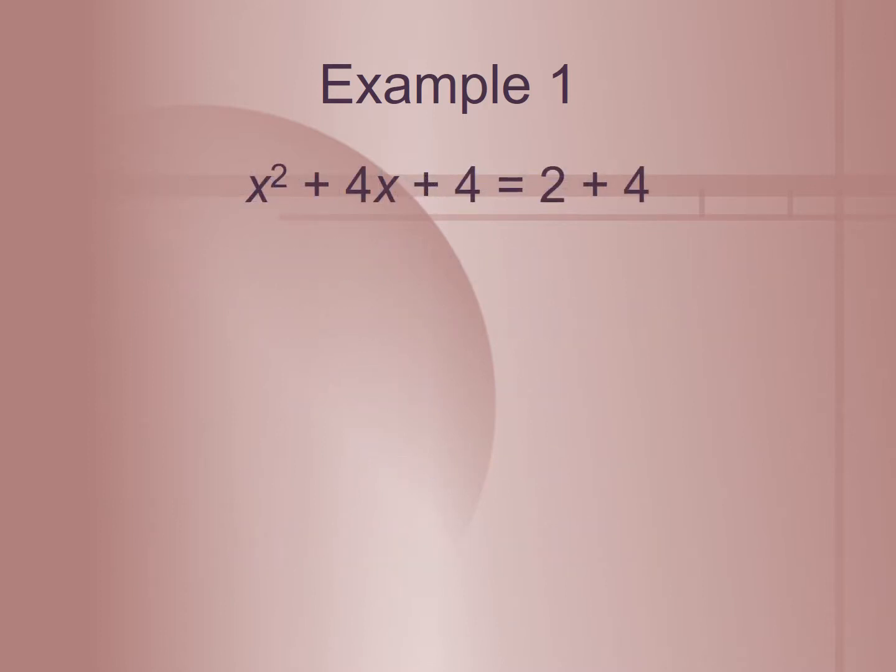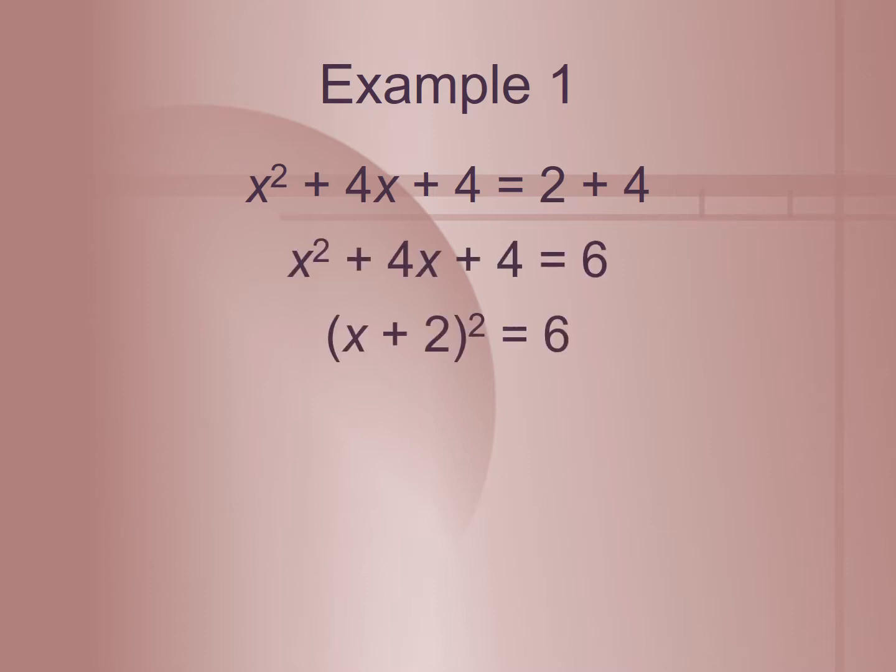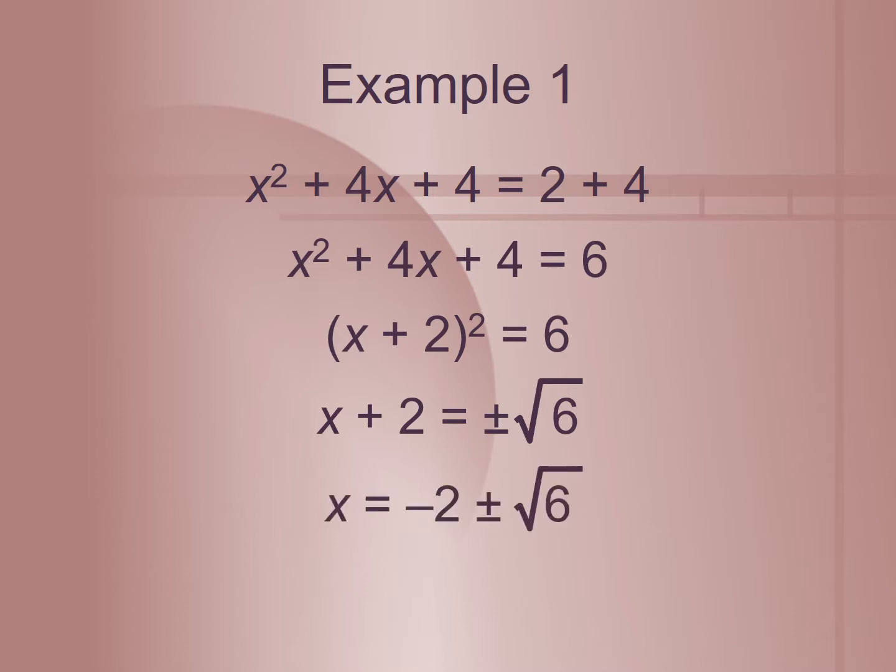Now that I've done that, I can go ahead and factor that trinomial. I know that it's going to be a perfect square, so it'll be x plus 2 squared equals 2 plus 4, which is 6. Then I can go ahead and apply my square root property. So I'll square root both sides. So I get x plus 2 equals plus or minus the square root of 6. And then subtract 2 from both sides. And I get my two solutions, negative 2 plus the square root of 6 or negative 2 minus the square root of 6.